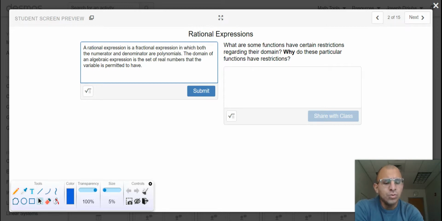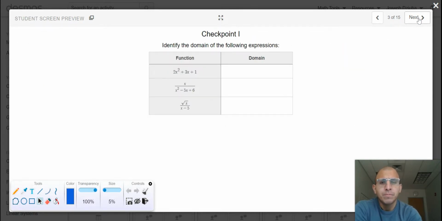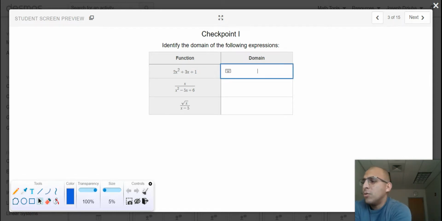Possible functions include a linear function, a quadratic function, an exponential function, a square root function, a rational function. I'm not saying that all of them have restrictions, but those are some that could jumpstart your thought process. Now, at this point of the video, we are going to define what the domain is of the following expressions.